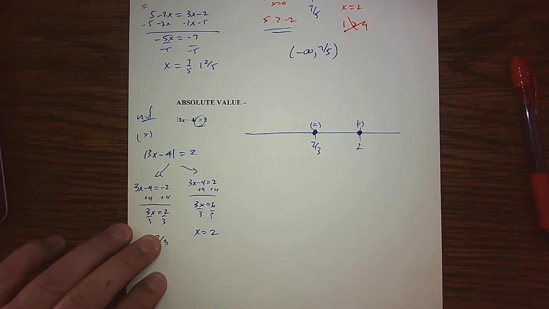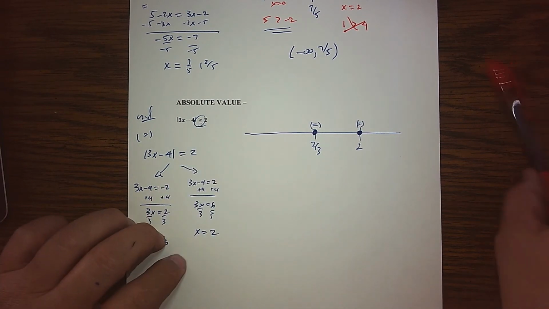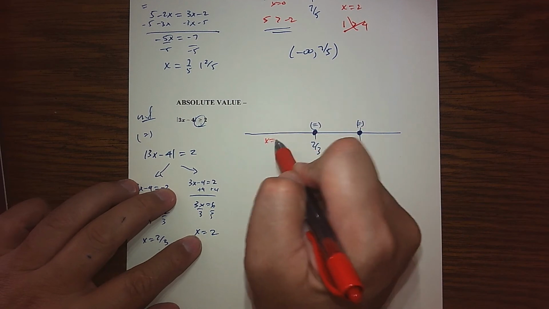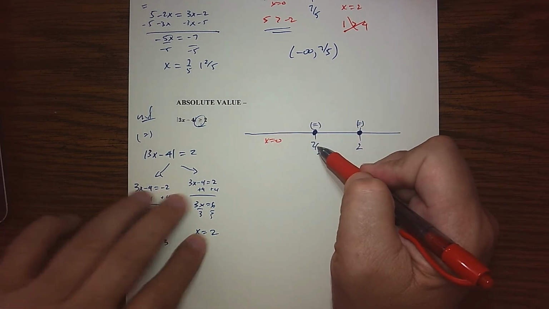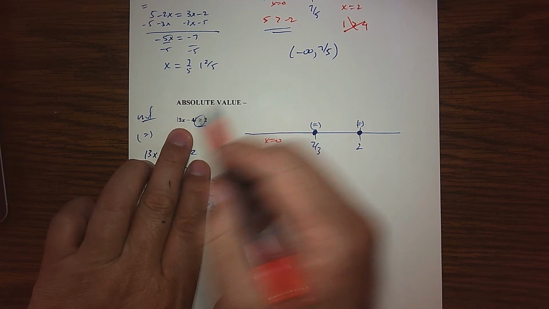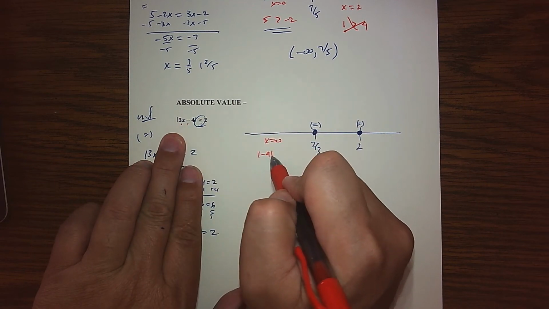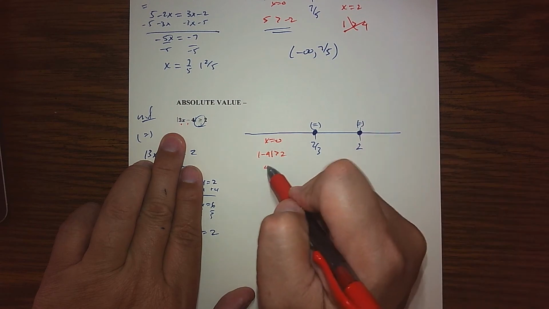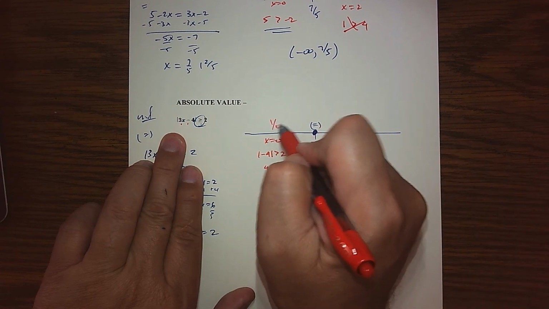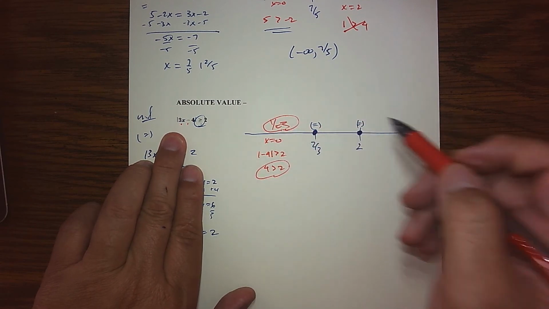So when are we greater than 2, or when are we less than 2? We start testing intervals. So x equals 0 is available over here because 2/3 is to the right of that. When I plug that in, 3 times 0 is 0. We get the absolute value of negative 4. Is that bigger than 2? Is 4 bigger than 2? Yes. Okay, that is a true statement.